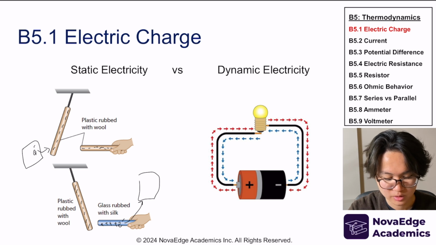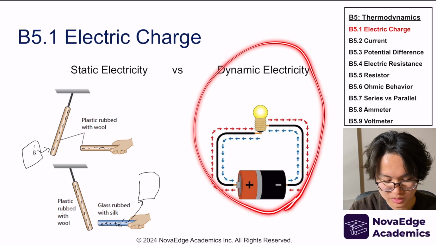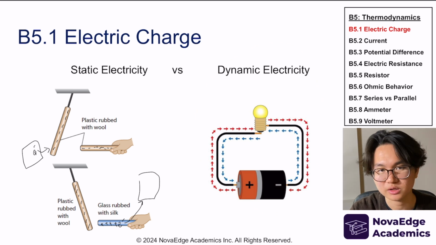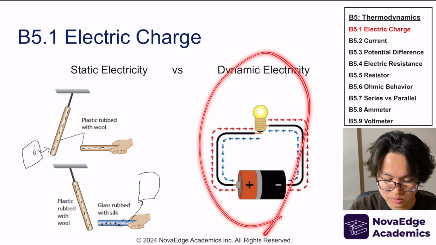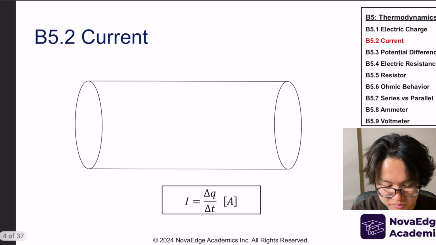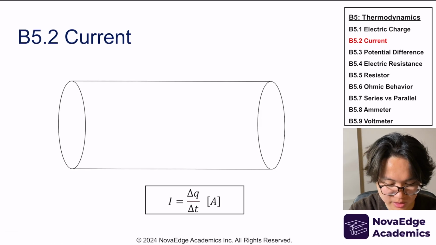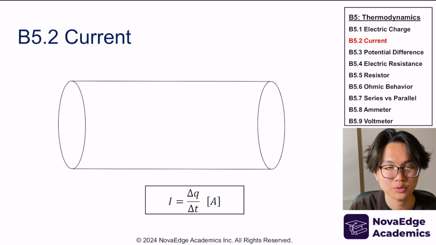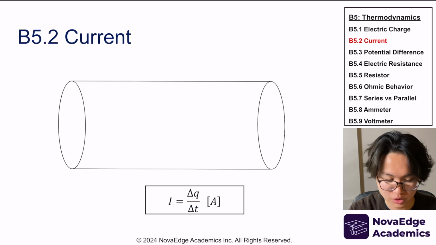Remember that in IB physics we focus on dynamic electricity, so that's what we're going to talk about moving forward. Static electricity you can kind of forget about, so focus on dynamic electricity. The first property we're going to talk about in dynamic electricity is current. Current is just the rate of charge movement, the rate of flow of charge essentially.